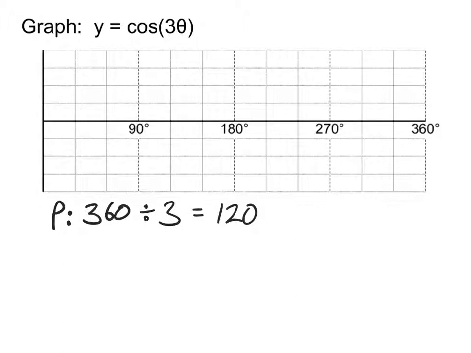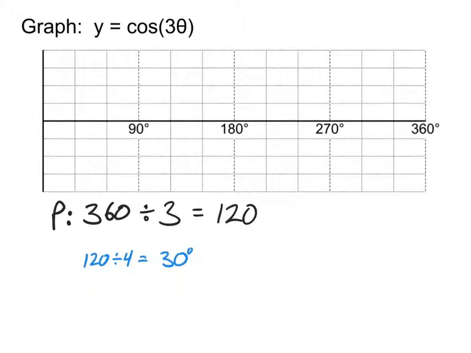Now, if I'm going to be doing that, I need to know how often to put a point. And so I'm going to take my 120, and I'm going to divide it by 4. 120 divided by 4 is 30, which means that I'm going to put points at 30-degree increments, which conveniently enough on our graphing grid, you'll notice, is every hash mark.